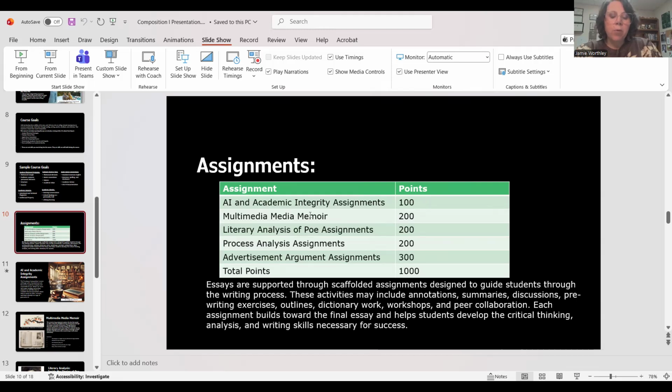And then we're going to get into this multimedia memoir, a literary analysis of some Poe readings, a process analysis essay, and an advertisement argument essay. So we have these 5 major units that are broken down to these points, right? They have little assignments with them. So what are these? What do these mean?